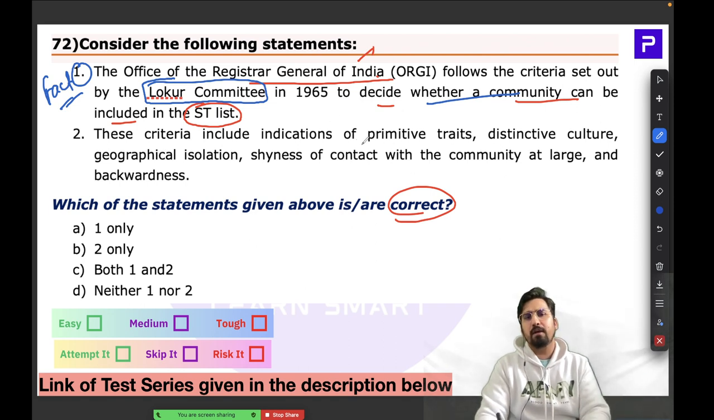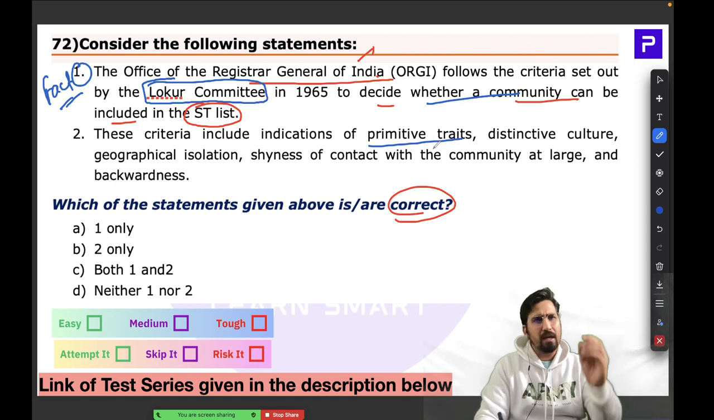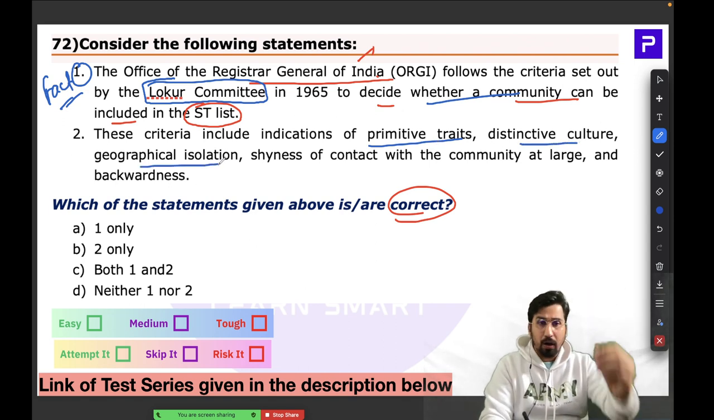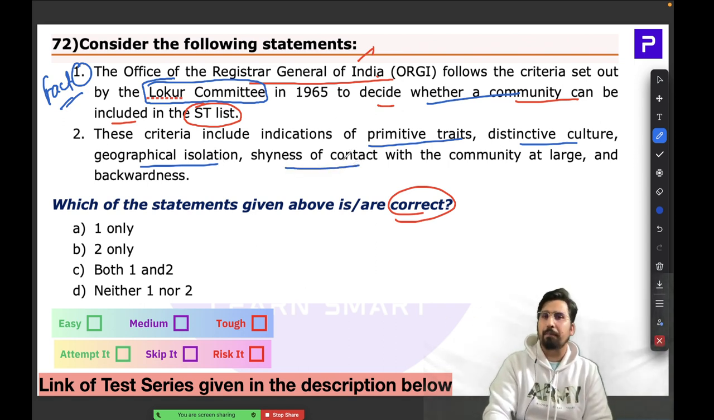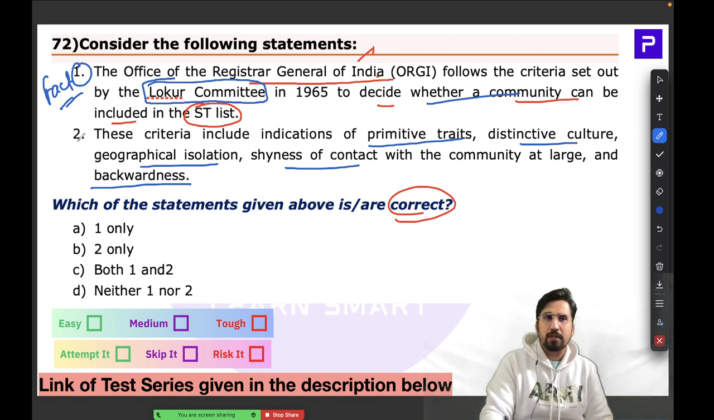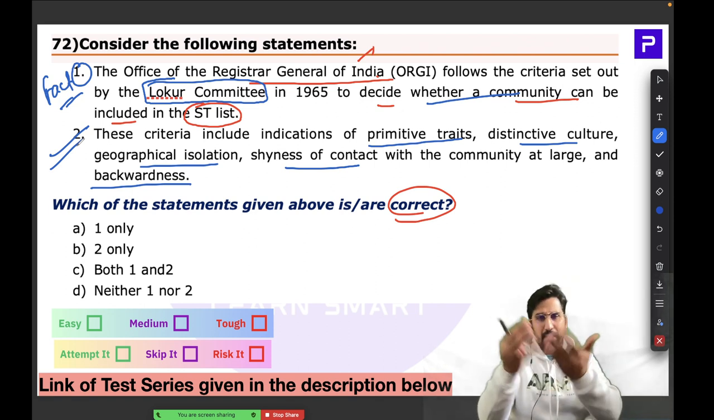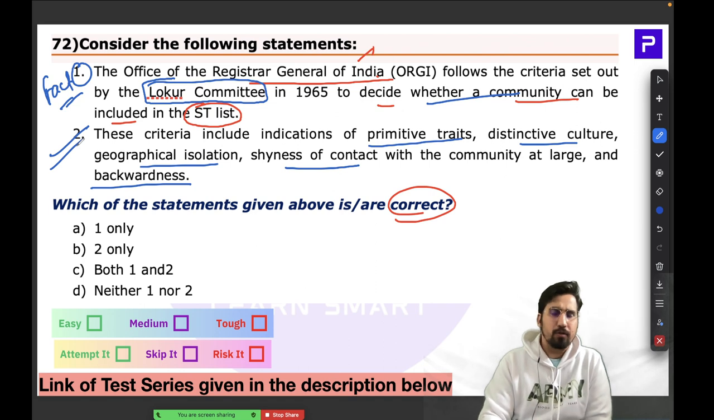Of course, it can be when those people have very primitive traits, a very underdeveloped status, a very distinct culture, geographical isolation, shyness in terms of contacting other people, and they are suffering from backwardness in every space. So the second looks very, very obvious to me, because these are probably the main reasons why any community can be included in the ST list. So the second is definitely correct.